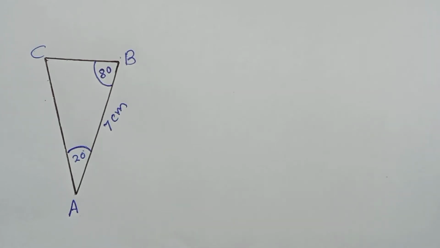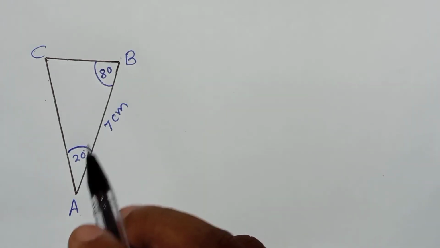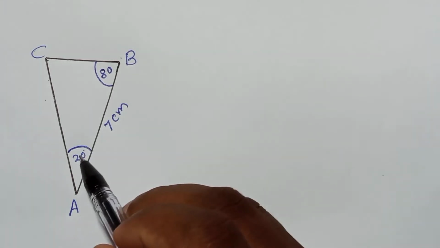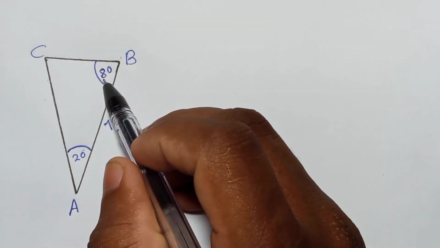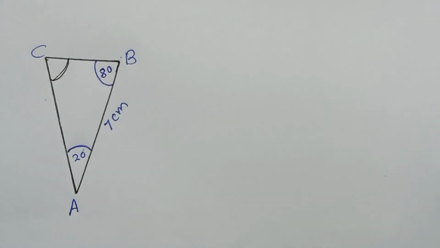Sometimes maybe you will think this is a difficult one. No, actually this is a simple question, a very simple one. If you get this idea here, now think: here 20 degrees, here 80 degrees, so you can find this angle. You can find this angle easily, right?